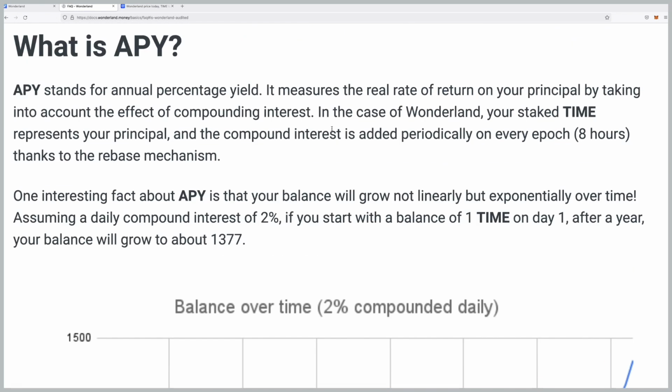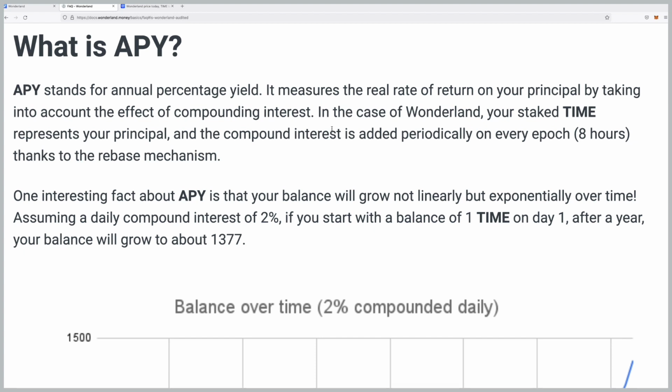we need to explain what APY is for the new people here. APY stands for annual percentage yield. It measures the real rate of return on your principal by taking into account the effect of compounding interest. In the case of Wonderland, your staked time represents your principal, and the compound interest is added periodically on every epoch, 8 hours, thanks to the rebase mechanism.